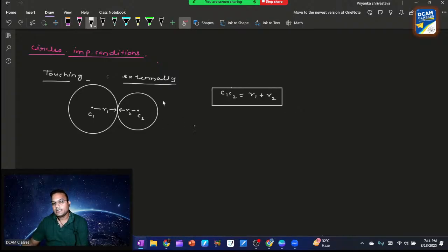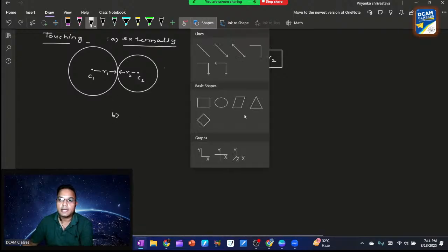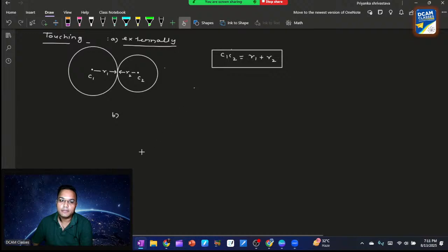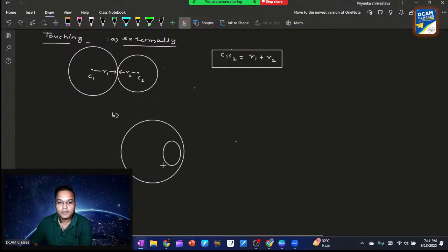They are touching externally. This is easy to find now. When they are touching externally, C1C2 will be equal to R1 plus R2. C1C2 is the distance between the centers, means you can find out C1C2 by using your distance formula. Okay, easy. The second case is when they are touching, they can touch internally also. That's another case. The internal touching means this is one circle, the second circle will be inside, right?